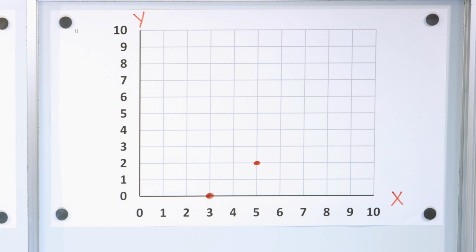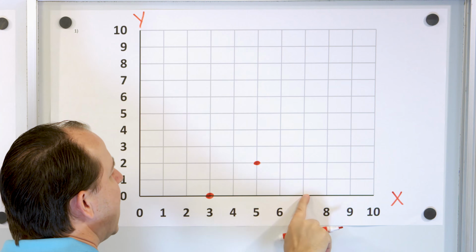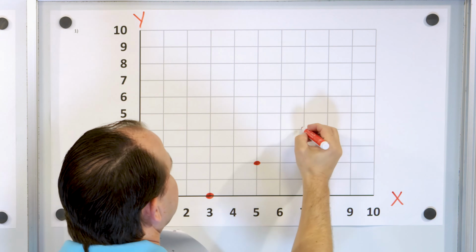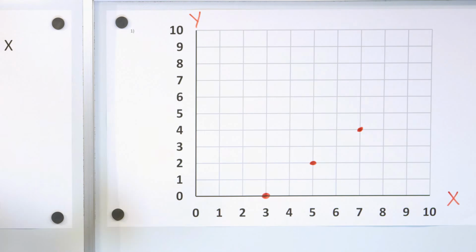Next point, (7, 4). X is 7, y is 4. X is 7, y is 1, 2, 3, 4. Means there's a point right there.